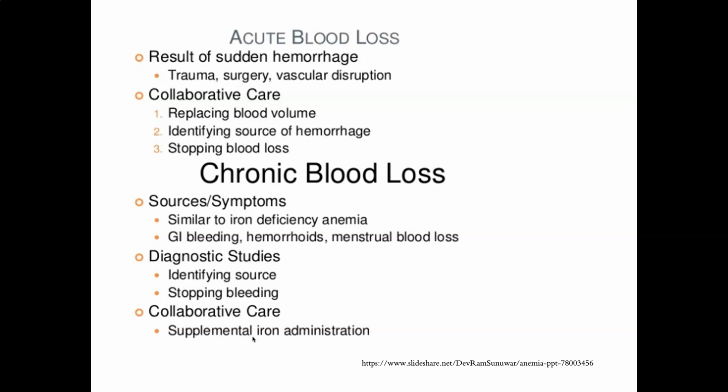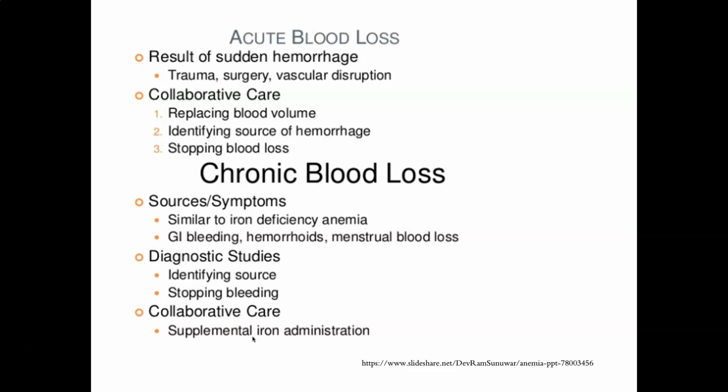When it comes to chronic blood loss, because acute and chronic blood loss are another very, very common type of anemia, you look for your sources or symptoms. A lot of times it's very similar to iron deficiency anemia, but it can be caused by GI bleeding, hemorrhoids, or even menstrual blood loss in women who have fibroids.